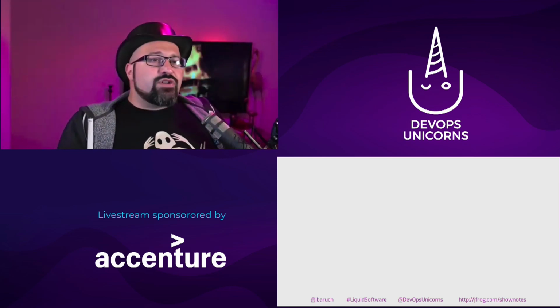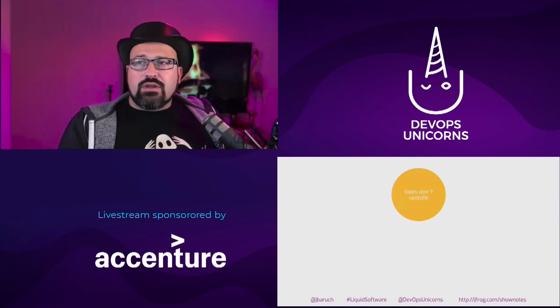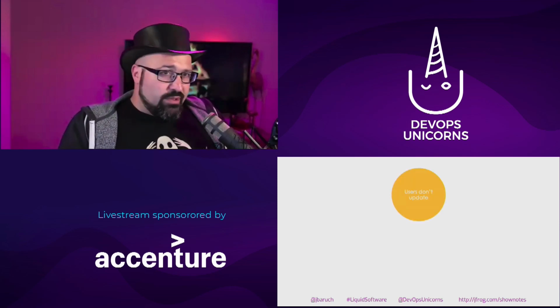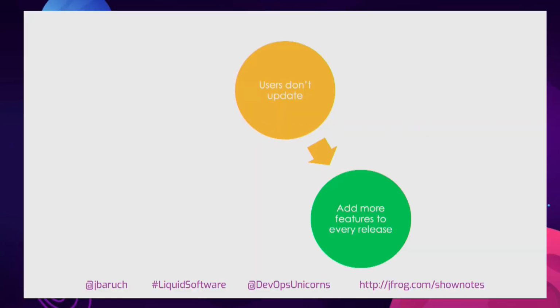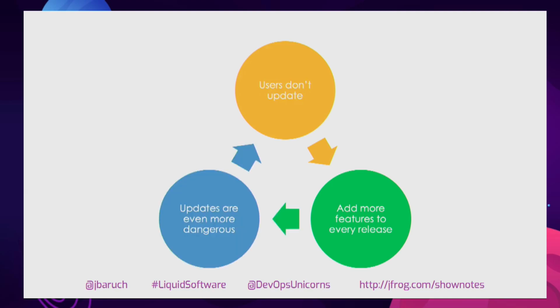That creates a vicious circle. Vicious circle that says, well, we don't want to update because we don't trust the update and it's too expensive. The vendors add more and more features to every release to kind of convince us to update. Look at all those features, you want them. And that makes updates even more dangerous because now the updates are even bigger and harder to test. And this is a vicious circle that goes on and on forever.